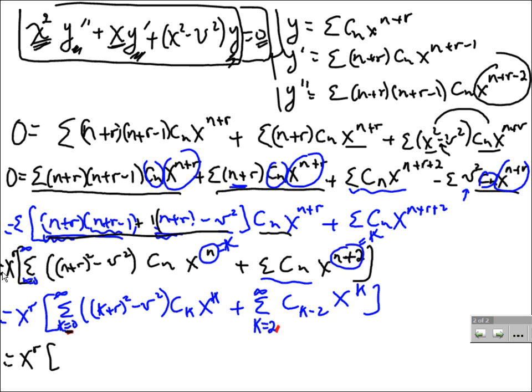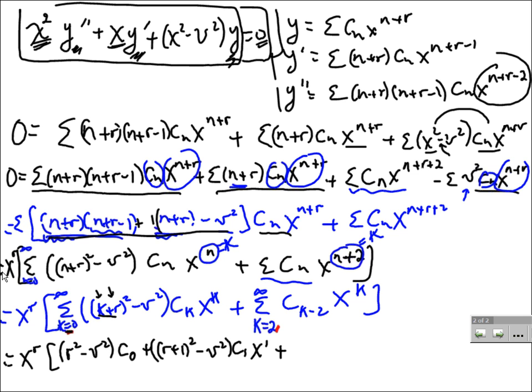So first I let k be 0. 0 plus r is r squared minus v squared, c sub 0 times x to the 0, which is 1. I won't write the 1 down. Now k is 1. So you have 1 plus r, which I'll write down as r plus 1 squared minus v squared, c sub 1 x to the 1.